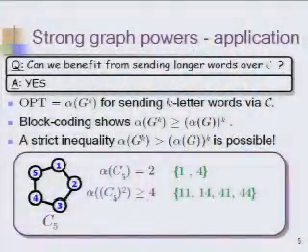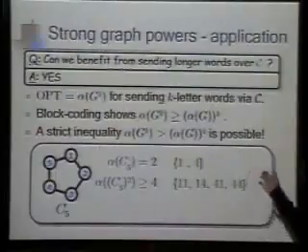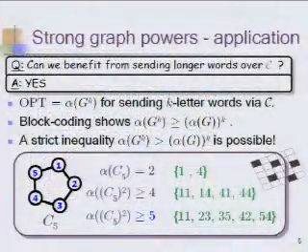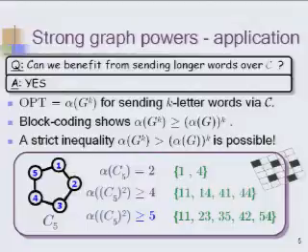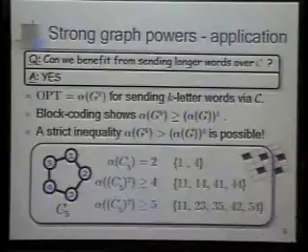And the thing is that a strict inequality is indeed possible. And that's what makes it interesting. Otherwise, it would have been trivial. We can find examples where taking longer words can benefit you. And I did choose the pentagon. Well, I had some ulterior motive when choosing the pentagon. It's the smallest graph in which you gain something from longer words.